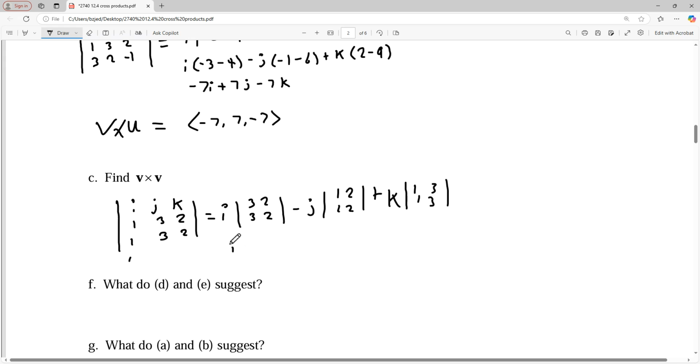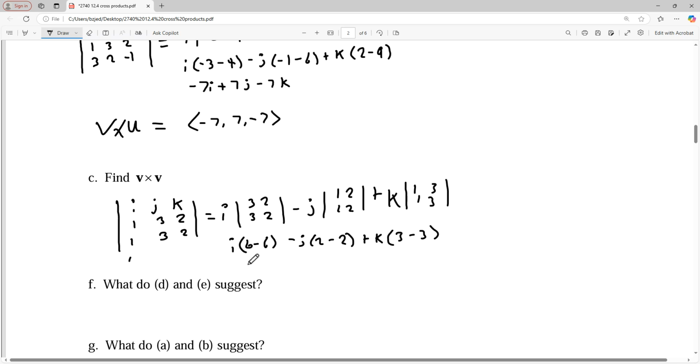And as I'm doing this, I'm noticing something interesting. 3 times 2 is 6, minus 3 times 2 is 6. 1 times 2 is 2, minus 1 times 2 is 2, plus k times 1 times 3 is 3, minus 1 times 3 is... All of these work out to 0.